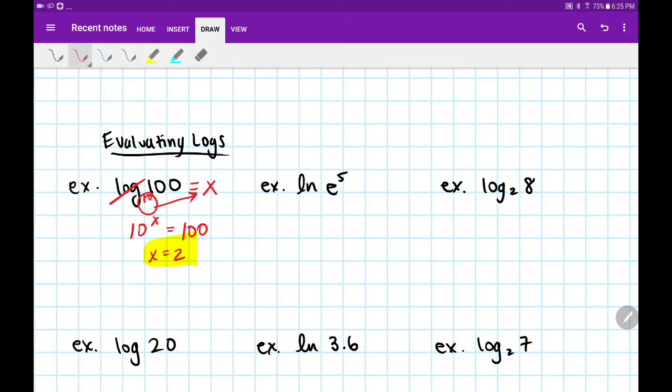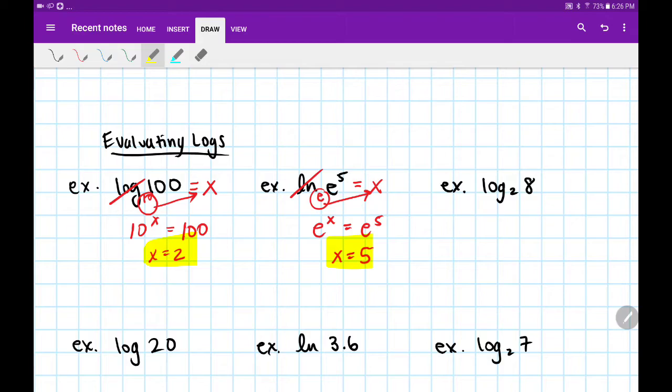Let's do the second example in the same way. Now I want to evaluate natural log of e to the 5th. To evaluate, set it equal to x, and then from log form we go into exponential form. The missing base here is e. Cross out the log, and the question is, e raised to which power will give us e to the 5th? Clearly again, x has to equal 5, and that's our answer. If you plug it into the calculator, you get the same thing.